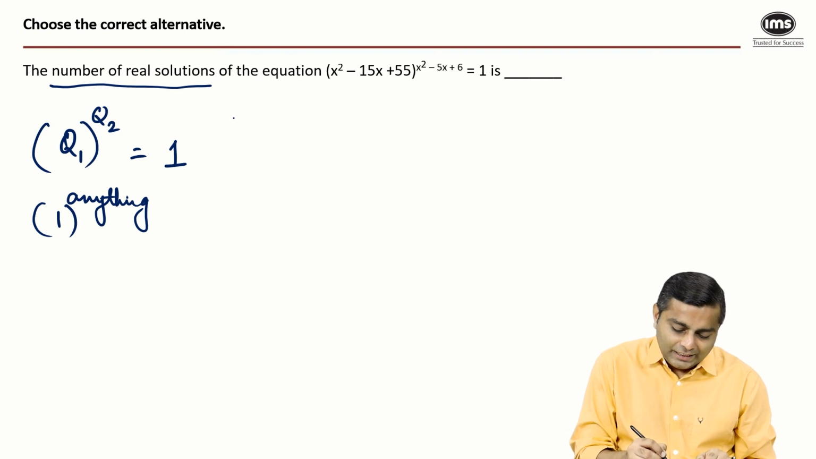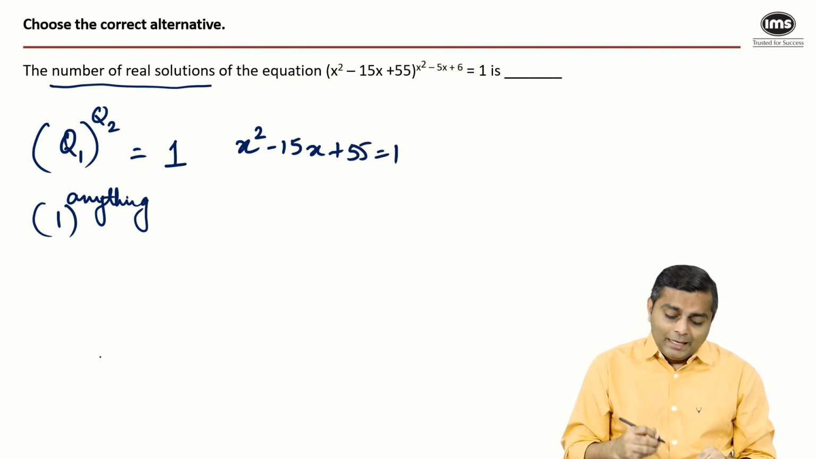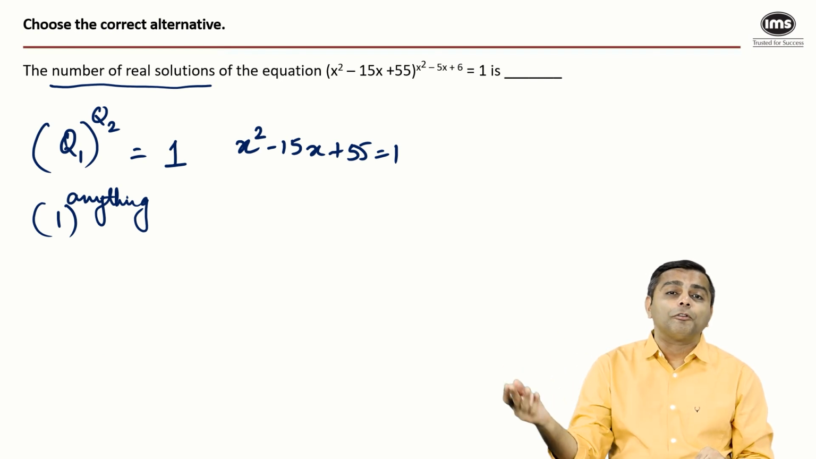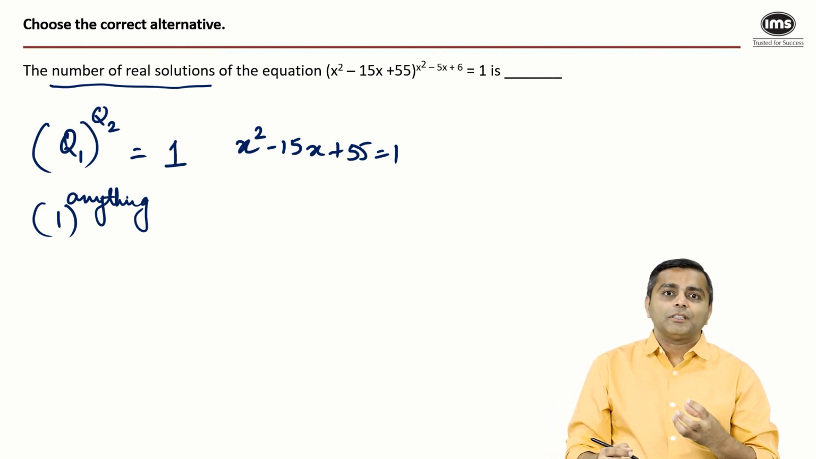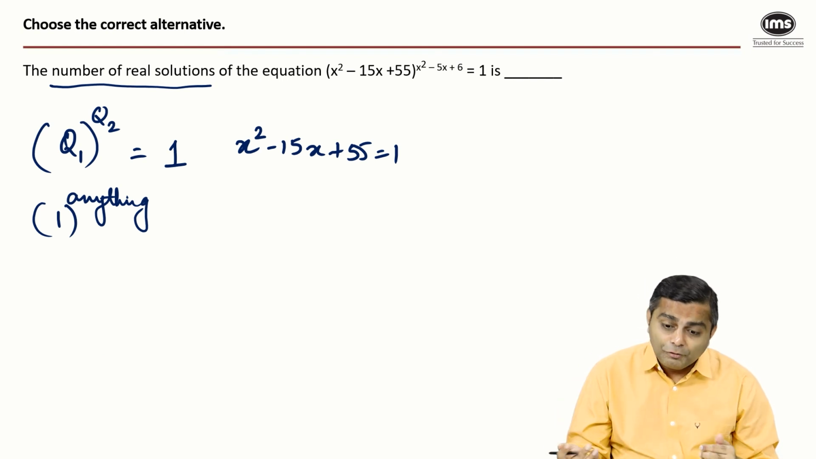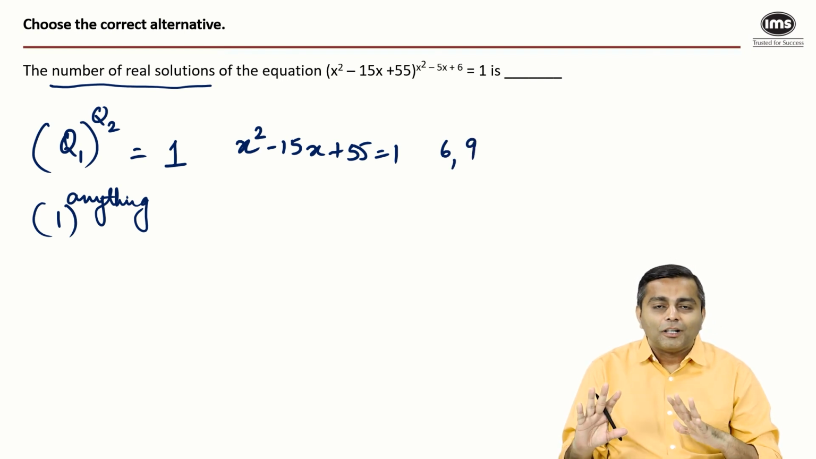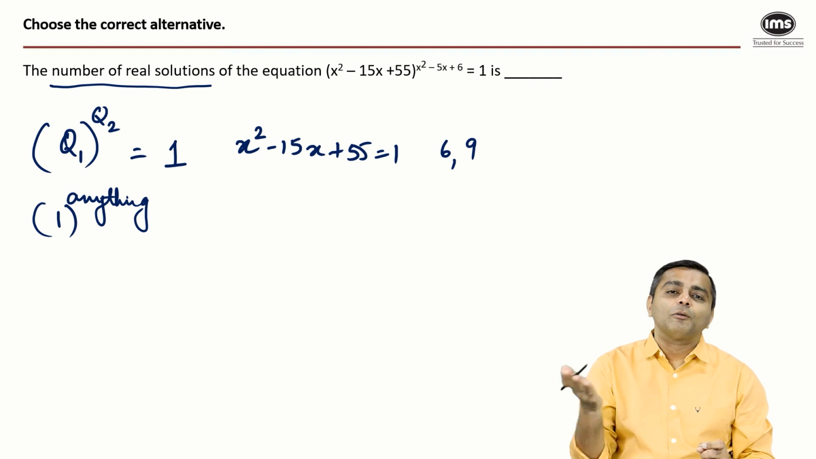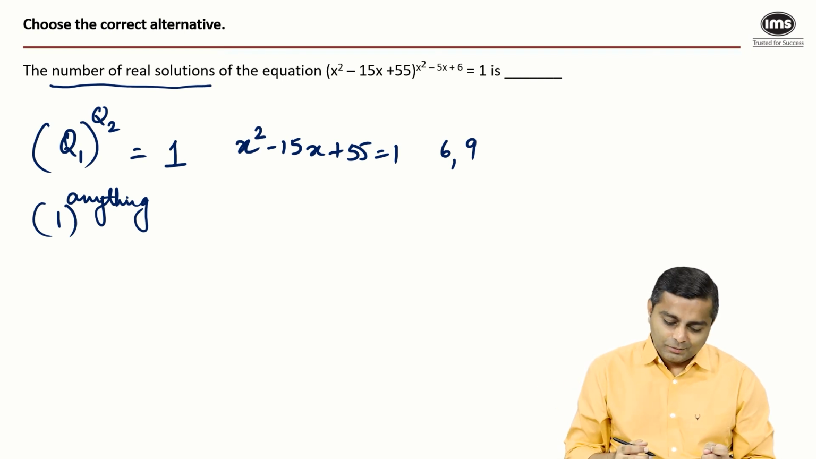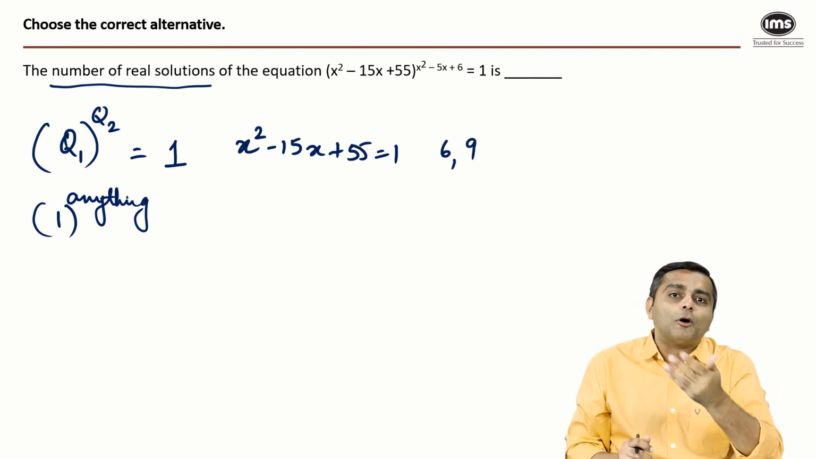Which means one possibility is that x square minus 15x plus 55 is equal to 1. You take 1 to the left hand side, you get 54: x square minus 15x plus 54 equals 0. The quadratic is straightforward: 9 into 6 is 54, and minus 9 minus 6 gives us minus 15. So the values here are 6 and 9. You don't really have to write everything. So the first possibility, 1 raised to anything: in this case, we don't have to bother about the power.